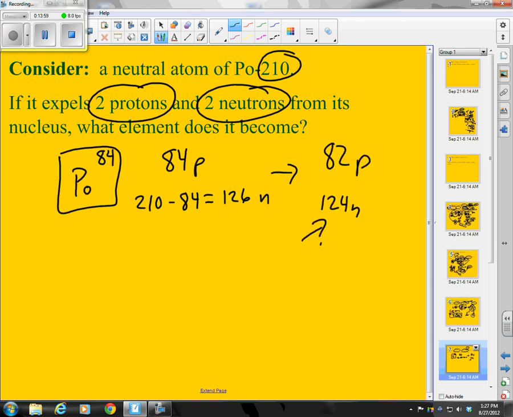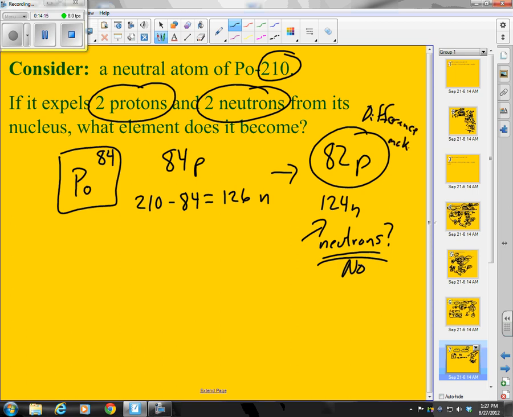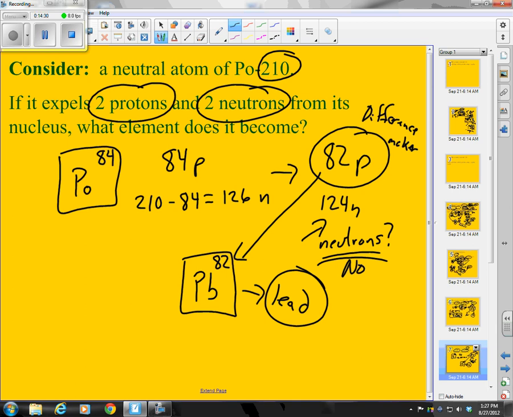Now, do I really care about the neutrons? No, not really, because the neutrons don't change my element. It's the protons that make the difference. This is the difference maker. Difference maker, right? Good. Now I have 82 protons. I look on my periodic table. I have an 82 up here. What do I see as 82? Pb. What is Pb? Lead. And so, you should have all said that the element becomes lead. All right. I think that does it for now. See you next time. Ciao.